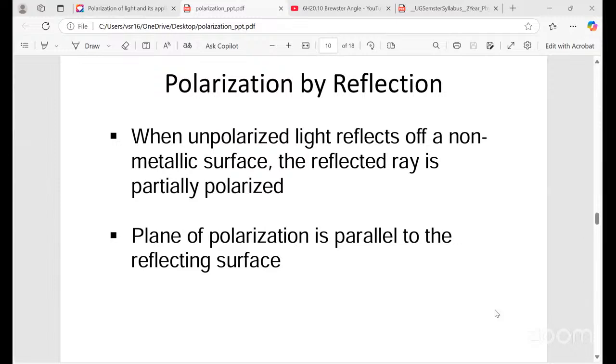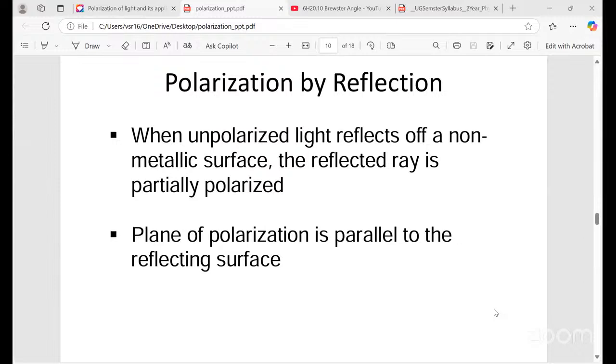An unpolarized light reflects off a non-metallic surface. The reflected ray is partially polarized. The plane of polarization is parallel to the reflecting surface.